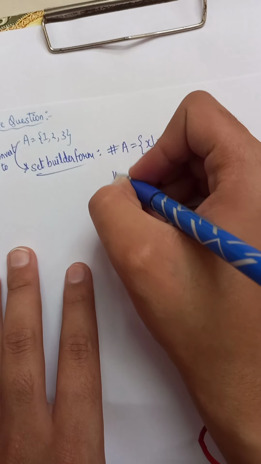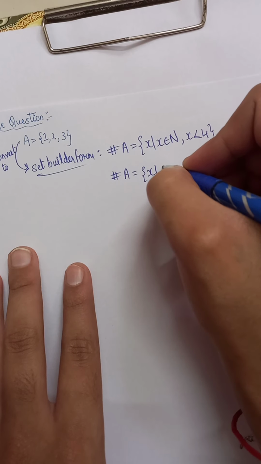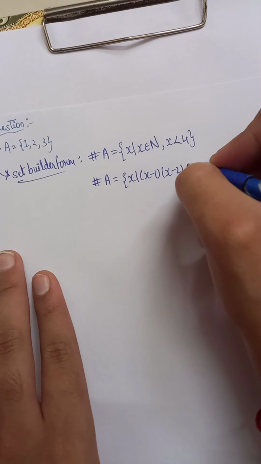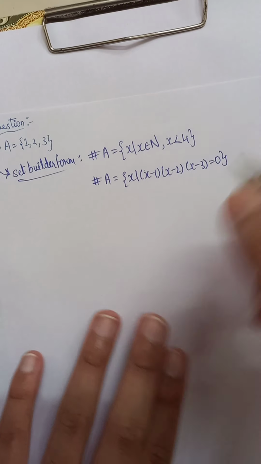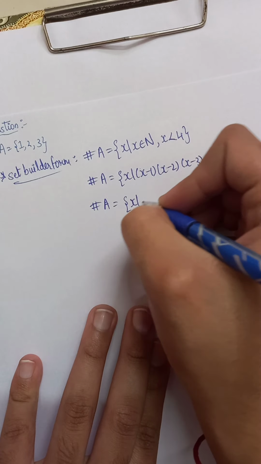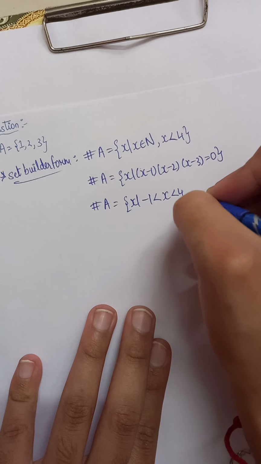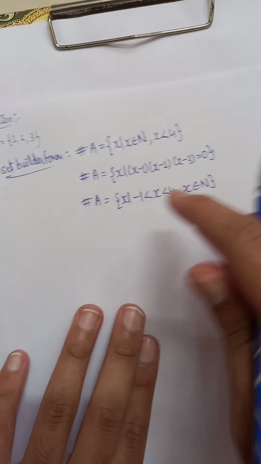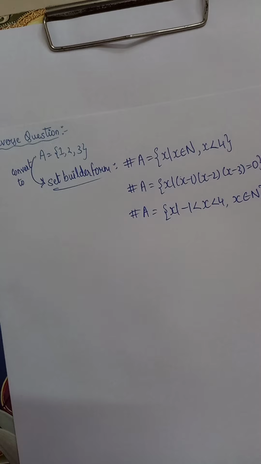One more way of writing is x such that (x minus 1)(x minus 2)(x minus 3) is equal to 0. Another way you can write is x such that minus 1 is less than x is less than 4 and x belongs to natural numbers. In all these cases you get the answer as 1, 2, 3.